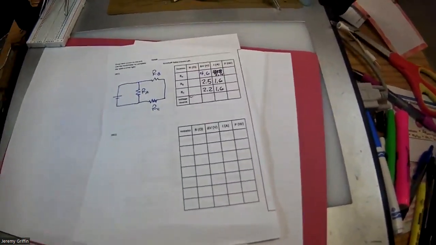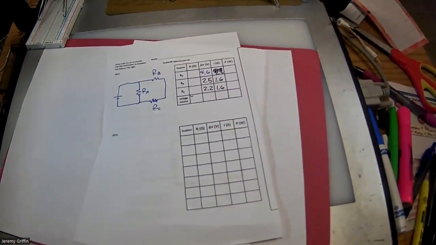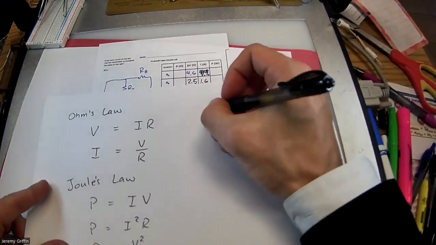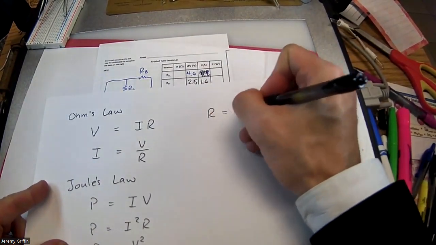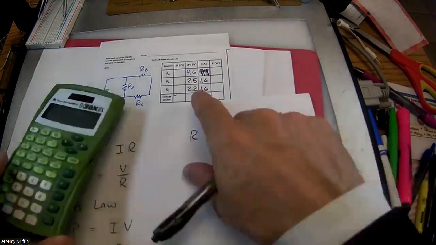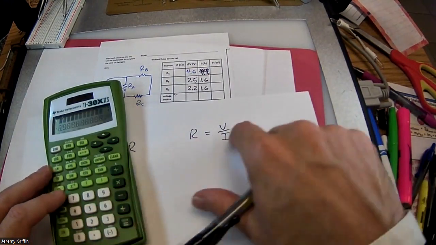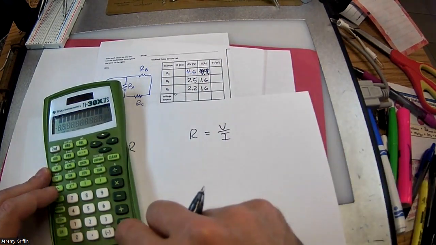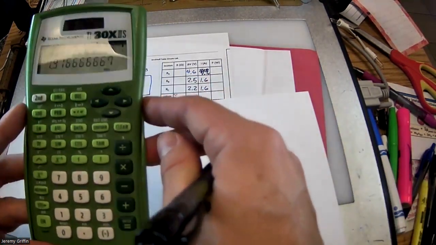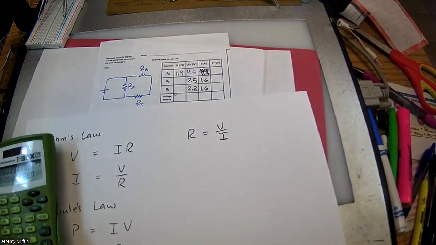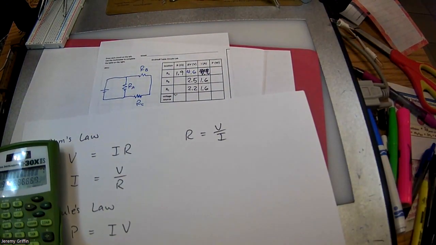I can use Ohm's law to figure out each resistance. So I can switch this around and say resistance is voltage over current. Put in my calculator, because I have a voltage of 4.6 volts and a current of 2.4 amps. So that's 1.92 ohms. I'll call it 1.9. We were saying those are about 2 ohms each anyway. So 1.9 ohms looks reasonable, right?